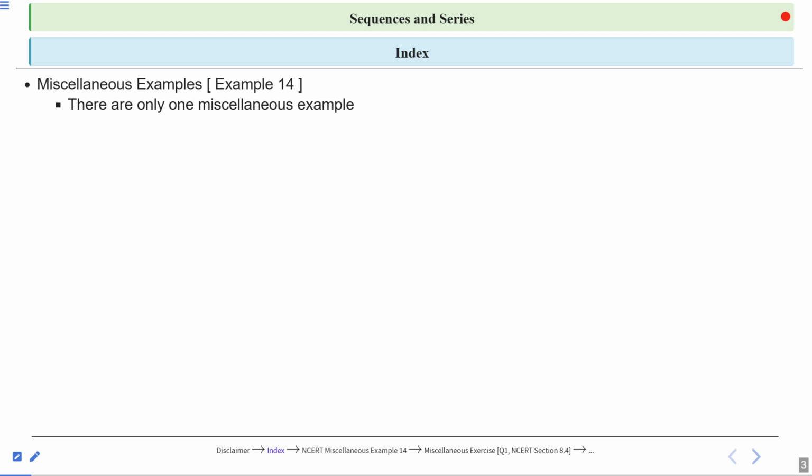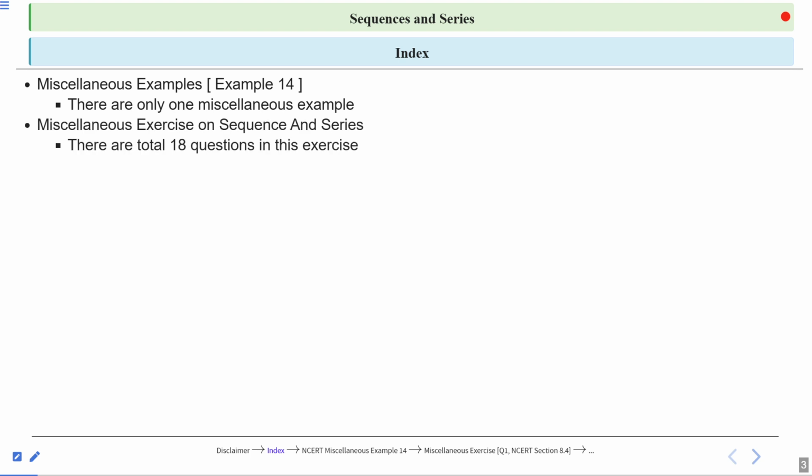Index. Miscellaneous example number 14. There is only one miscellaneous example in chapter number 7, Sequence and Series. After that, the miscellaneous exercise on sequence and series. There are a total of 18 questions in this exercise. We will cover only 9 questions.